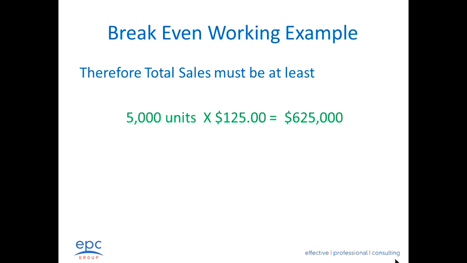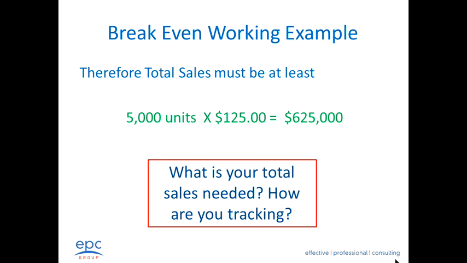Therefore, the sales must be at least 5,000 units times $125, which comes to $625,000. So what is your total sales that are needed, and how are you tracking it? Let's think about this number for a second. I know it's a big number, but this particular business also happens to have $250,000 worth of fixed expenses and costs that it needs to recover. So $625,000. Now let's think about how we can start using this number to help you better manage your business.